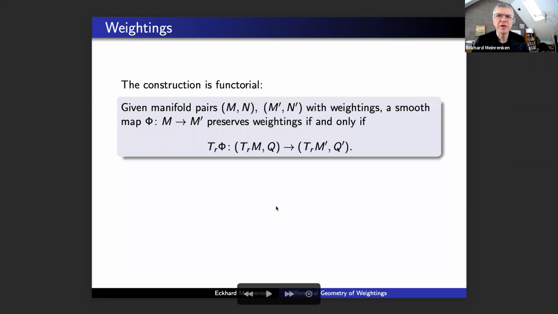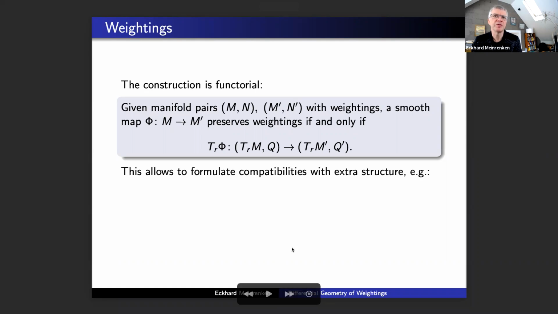Yeah, one good thing about this construction is it's nicely functorial. So if you have two manifolds with weightings, there's an obvious notion of weighted maps, right? The pullback map should preserve filtrations. And it's very easy to see that this is the case if and only if its rth tangent lift is a bundle map with these Qs. It takes bundle to bundle. And this is a somewhat useful viewpoint, in my opinion, because it allows you to formulate various compatibilities with other structures.